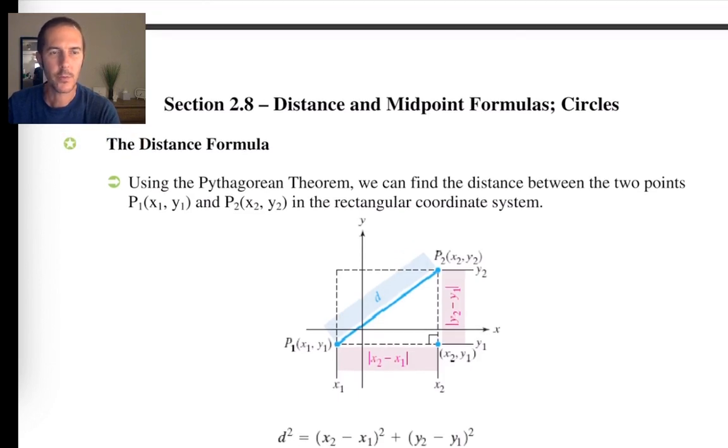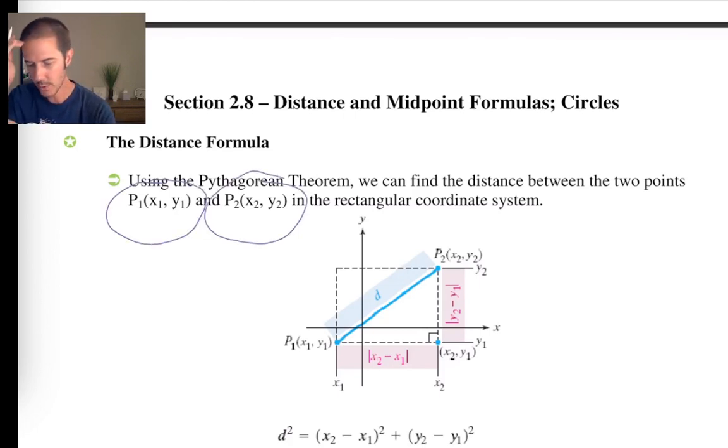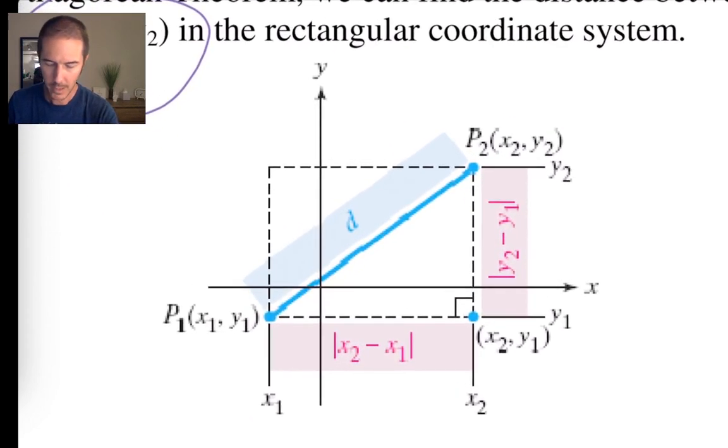The distance formula. So we're going to be finding the distance between 2 points, (x1, y1) and (x2, y2). Here is an illustration of how it is that we're finding the distance between those 2 points. Wow, there's some really high-res graphics in this image. Yikes.